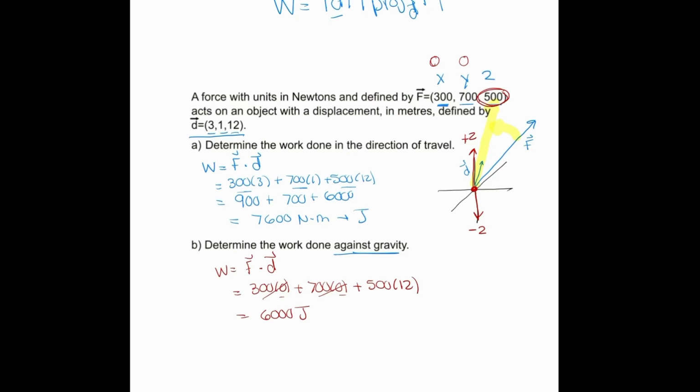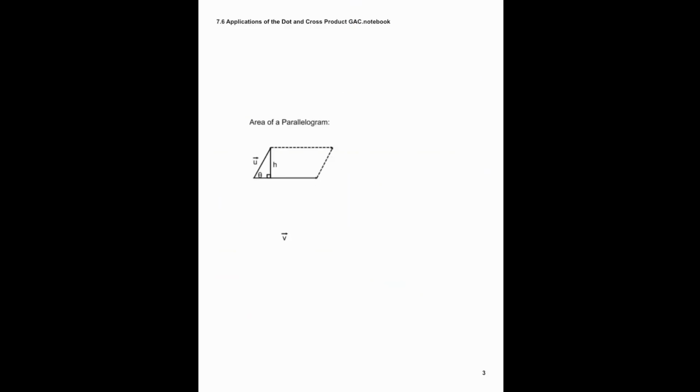So the amount of force that's needed to counteract this amount of gravity that's trying to pull it down is 6,000 joules. 6,000 joules of work is what's being done to counteract gravity.